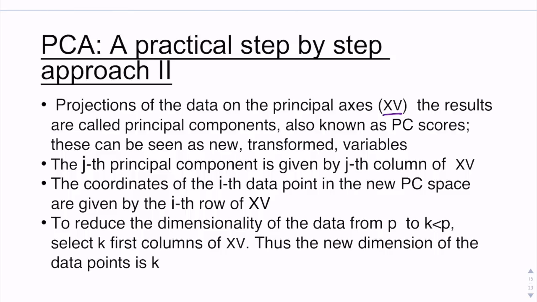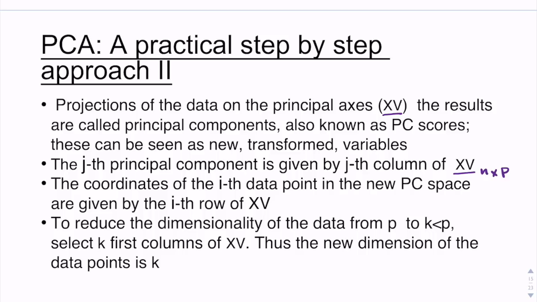We have the data, we compute the covariance matrix, we compute the singular value decomposition, we obtain the eigenvectors, and then we multiply our data by the eigenvectors, and these are the principal components. So if we wanted to see what this matrix looks like after you multiply them, it is an n by p matrix. The dimension doesn't change because V is a p by p matrix.